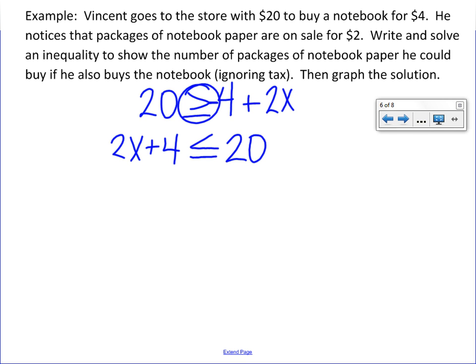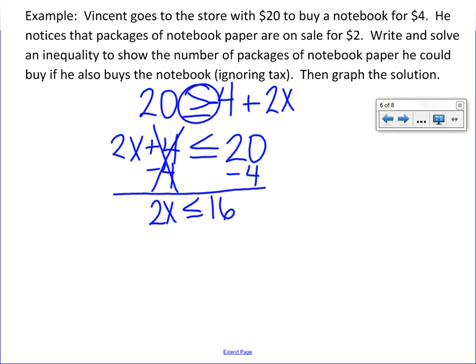So now I want to get x by itself because it asks me to solve, right? Does it say write and solve? Yes, it asks me to solve the inequality. So to get x by itself, x is on the left-hand side. The farthest thing away is 4. The 4 is being added. The opposite is to subtract. So I subtract 4 from each side. Cancels. I'm left with 2x is less than or equal to 16.